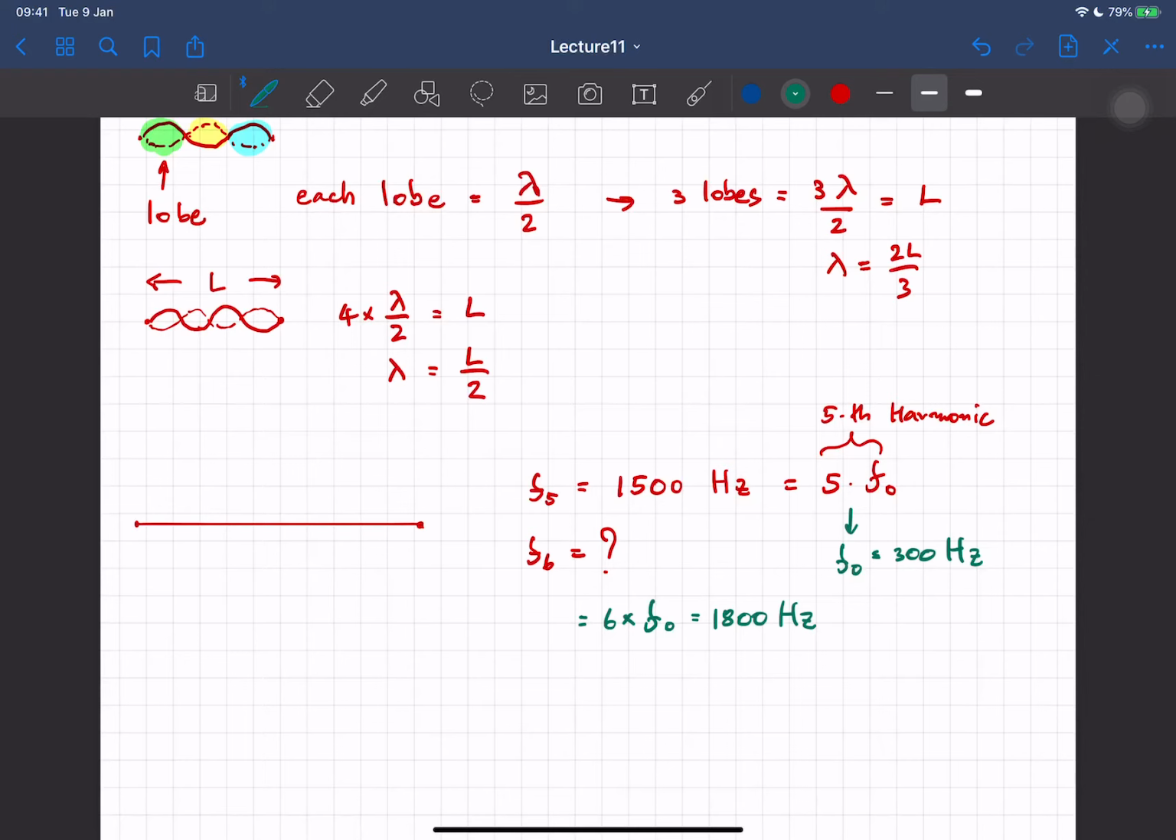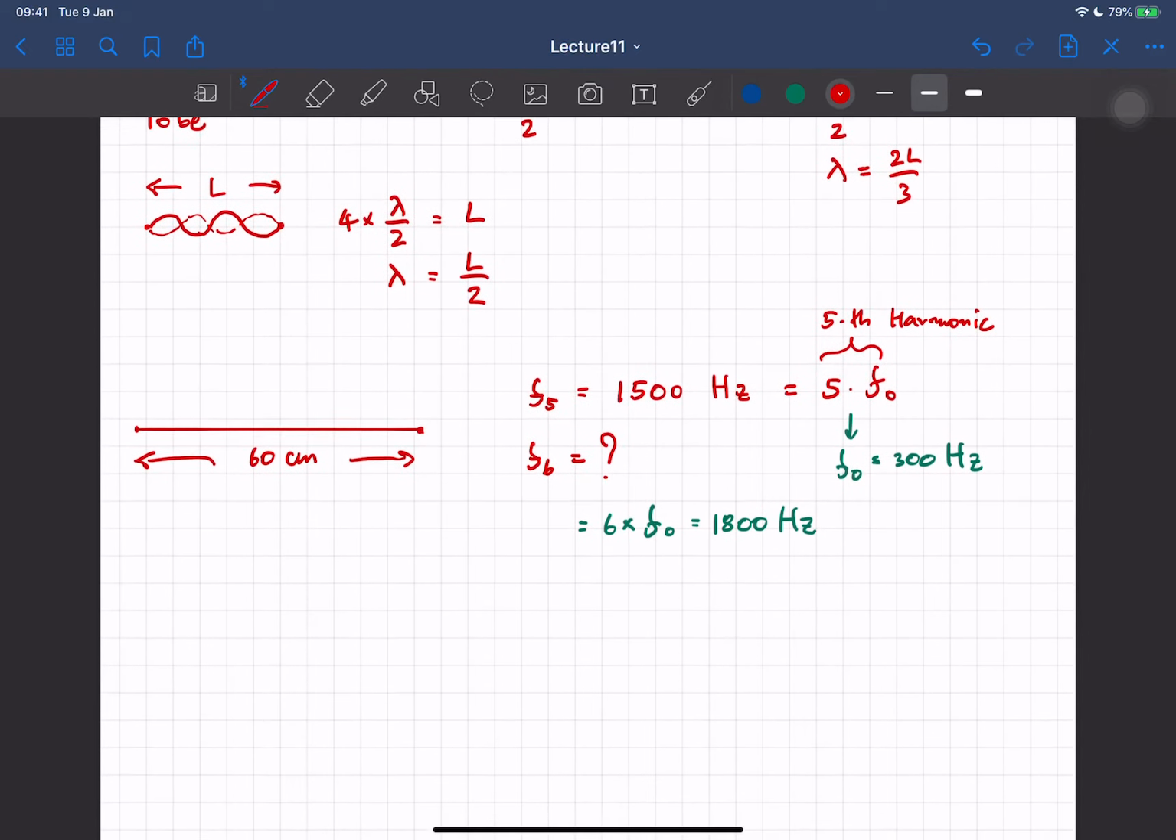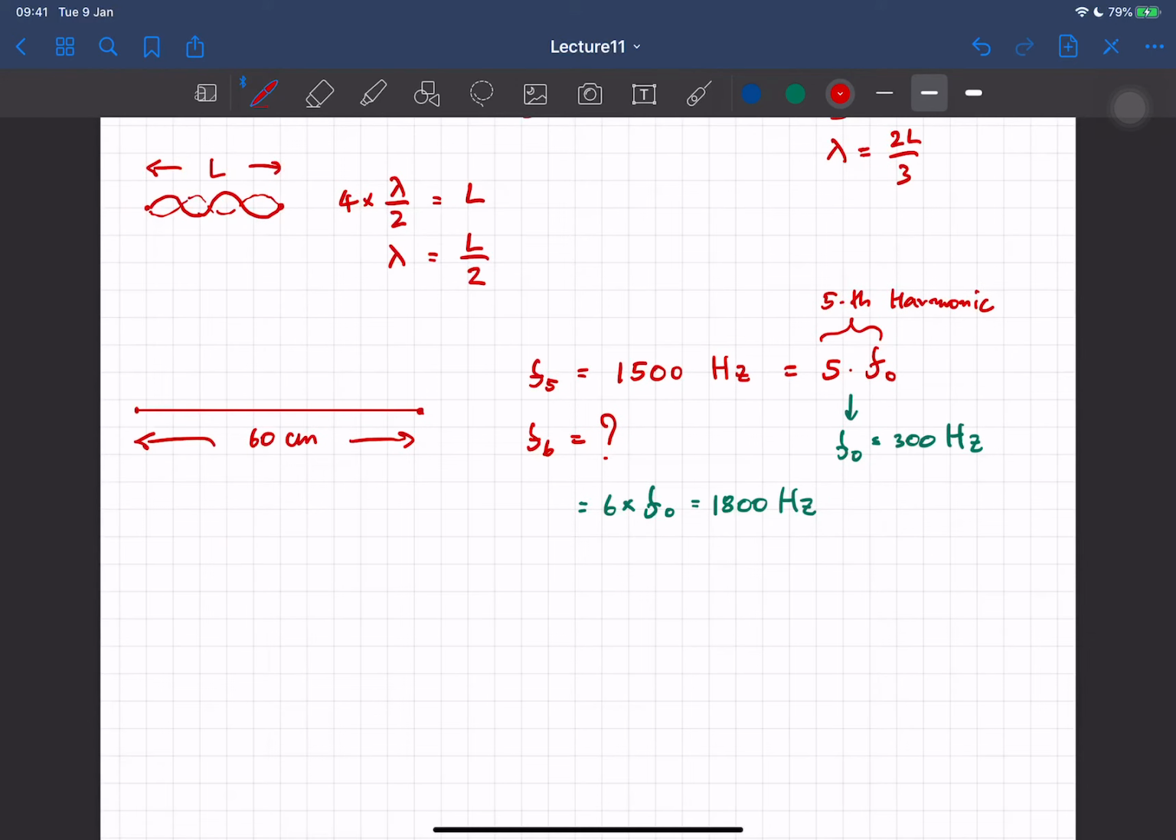Alright, and we can do something more. Let's say this string has a length of 60 centimeters. So using this information, can we find out what the wave velocity is? Well, this is a little bit more involved, right? Because it seems like there's not enough information. Actually, it's enough.